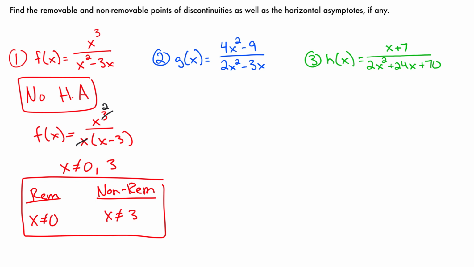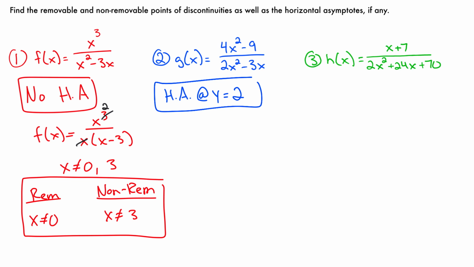Problem number 2, same thing. I have a second degree on top, second degree on bottom. Top and bottom are the same, so that is the third rule. That means that the horizontal asymptote is at y is equal to 4 over 2. 4 divided by 2 is 2. So there is my horizontal asymptote because the degree of the numerator and denominator are equal.